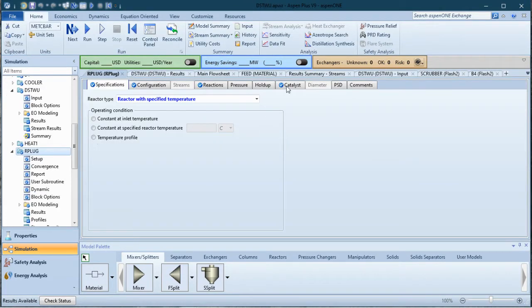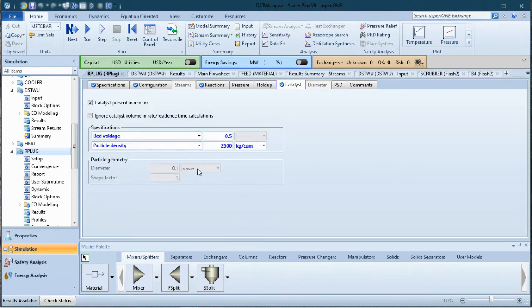As mentioned in the question, we have catalyst. So this is the information for the catalyst: bulk density 0.5 and particle size 2,500. And then we run the simulation.